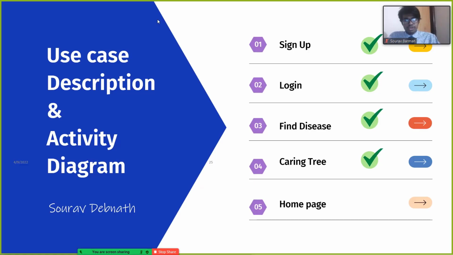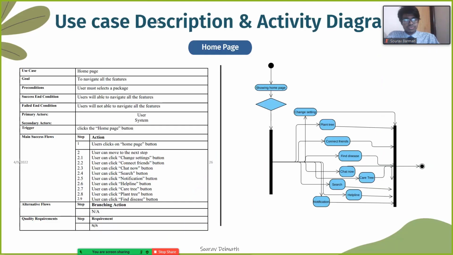Thank you, Dhruva. Hello, I am Saurabh Devnath. Now I will continue this presentation from here. My first topic is the use case description and activity diagram of the home page. Here, the goal is to navigate all the features by clicking the home page button, and a user can navigate all the features. So basically, the goal is to navigate all the features by a user.